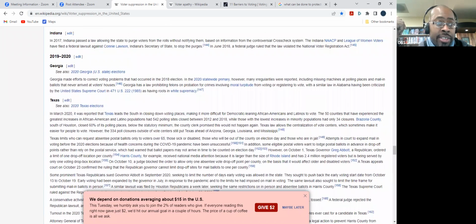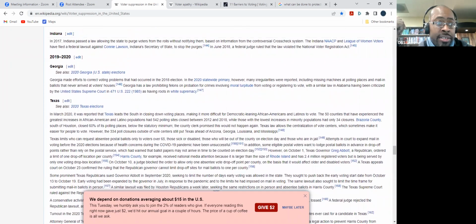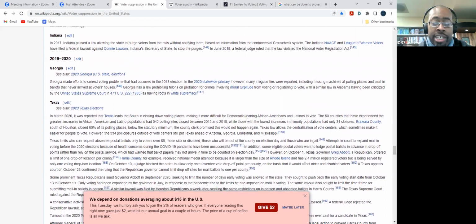During the 2020 election, Georgia apparently had a problem, reporting numbers of votes during the 2020 primary election, citing missing machines at polling places and mail-in ballots that would never arrive at the voters' homes.